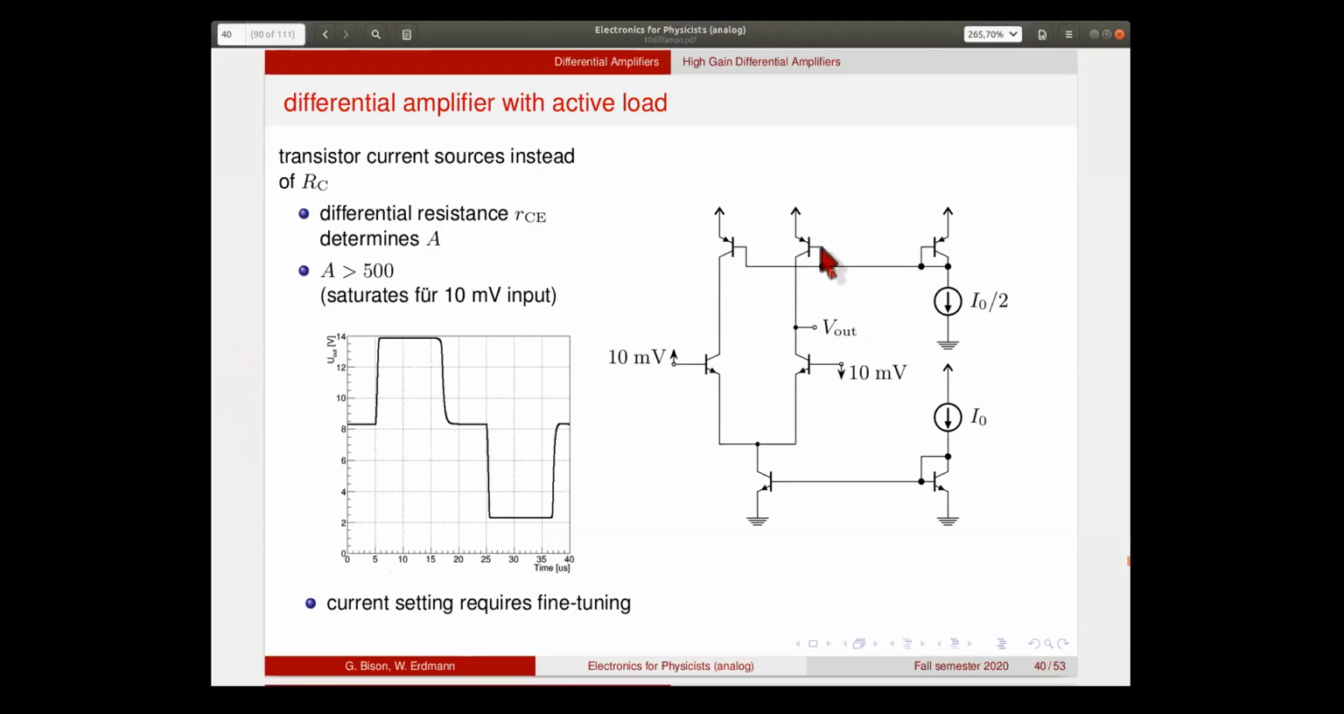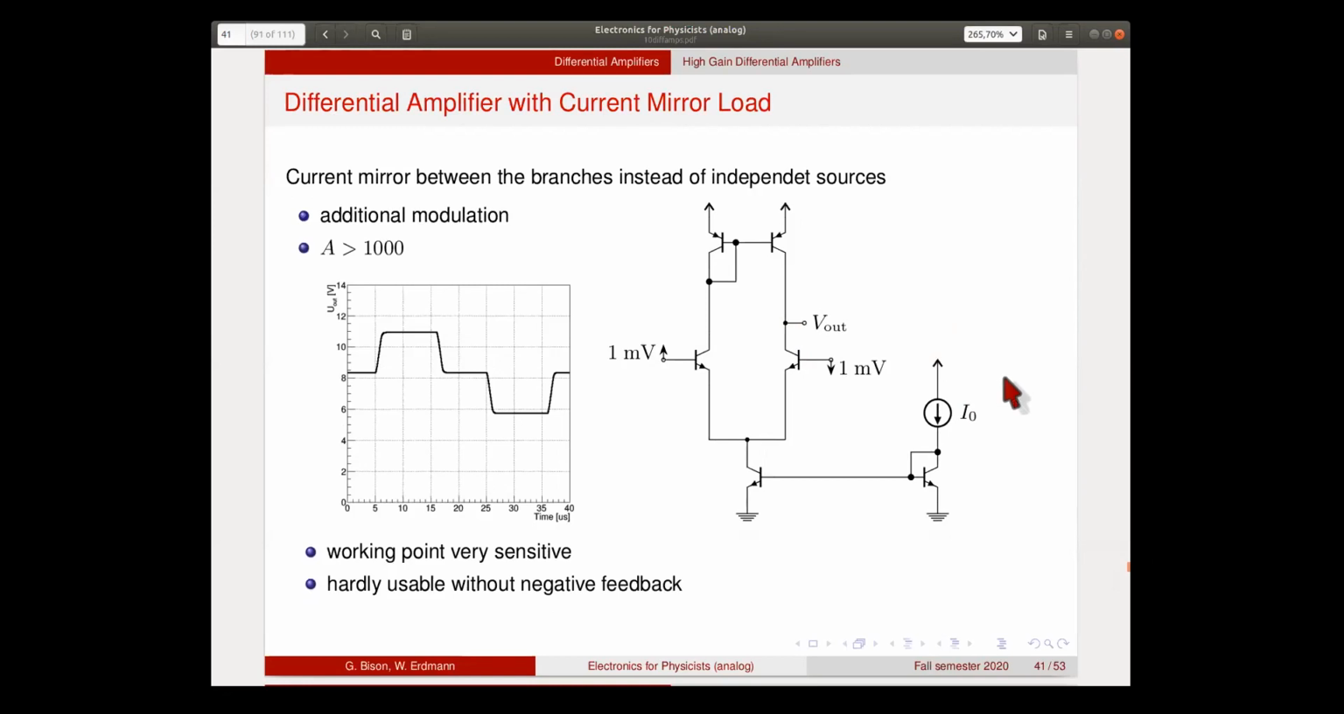Note that these are of course PFETs and these are NFETs, so they are not the same transistors. So the current mirror here has to be made from PFETs. In order to get the working point right, you need to fine tune these currents a little bit. This is kind of difficult, and there is in fact a much nicer solution, and that is shown here.